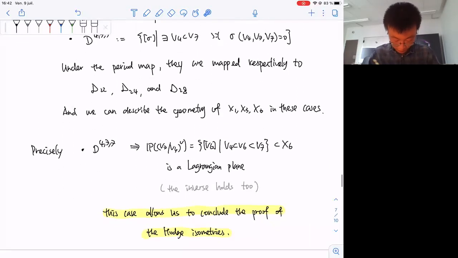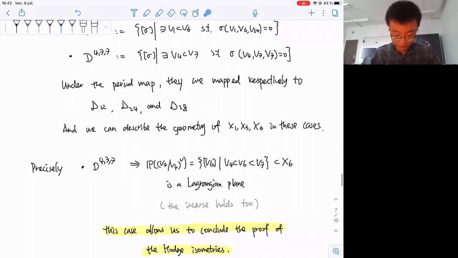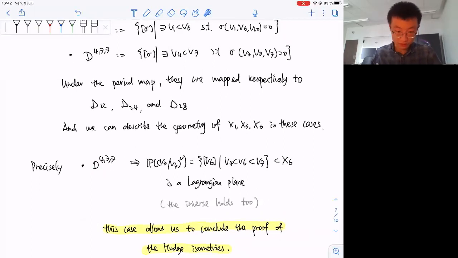Precisely in the third case, D477, we have a distinguished flag V4 contained in V7 contained in V10. We consider all the V6 between the 2, that is, 6-dimensional subspaces that contain V4 and are contained in V7. This gives a projective plane, and this is going to be contained in the hyperkähler X6. So this gives a Lagrangian plane. In fact, the converse holds too: any Lagrangian plane inside such an X6 will always be of this type.